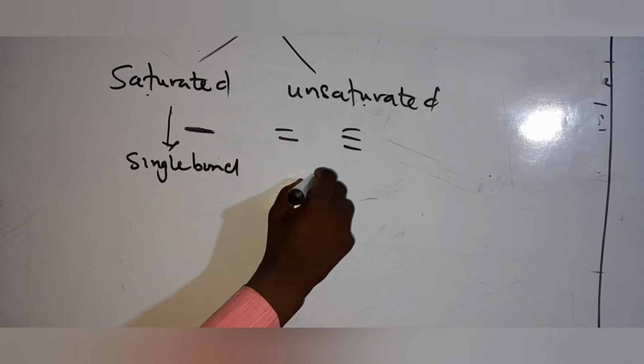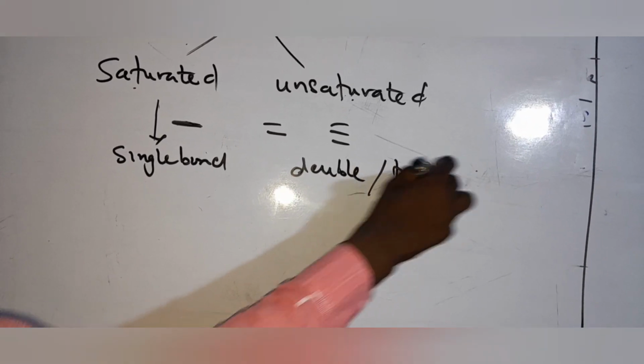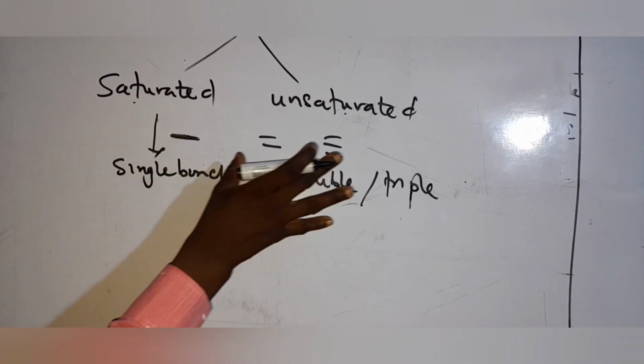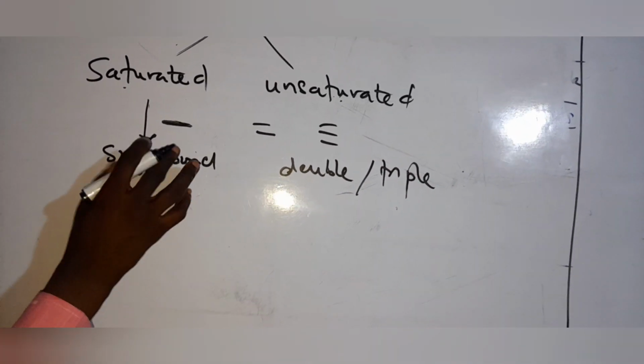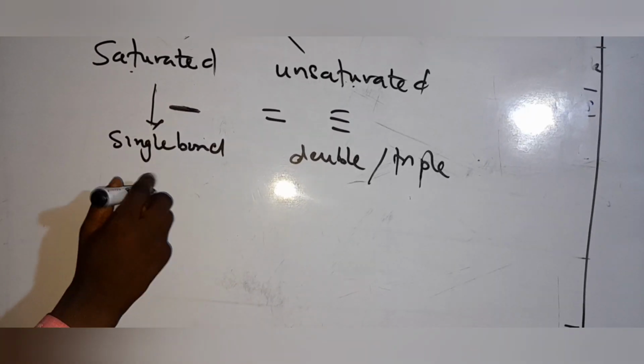Then for unsaturated, they have double or triple bond. Is that okay? So single bond for saturated, then unsaturated, they have double or triple bond. Then if you look at it, which of the hydrocarbons have single bond? We have the alkanes.